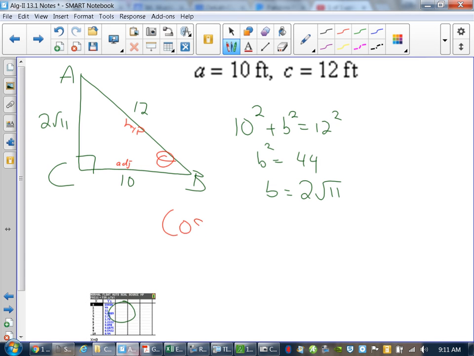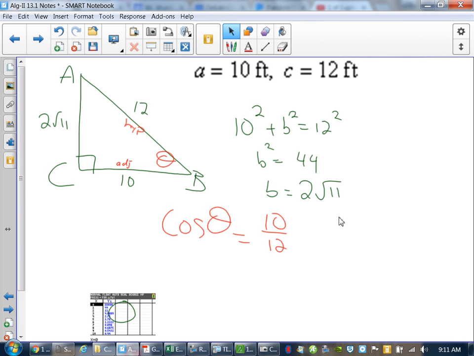So here's what happens. We have the cosine of theta is 10 over 12. Do you ever have to simplify any of these fractions before you put them in the calculator? No. Nope, nope, nope. How we do this in the calculator, though, is this.